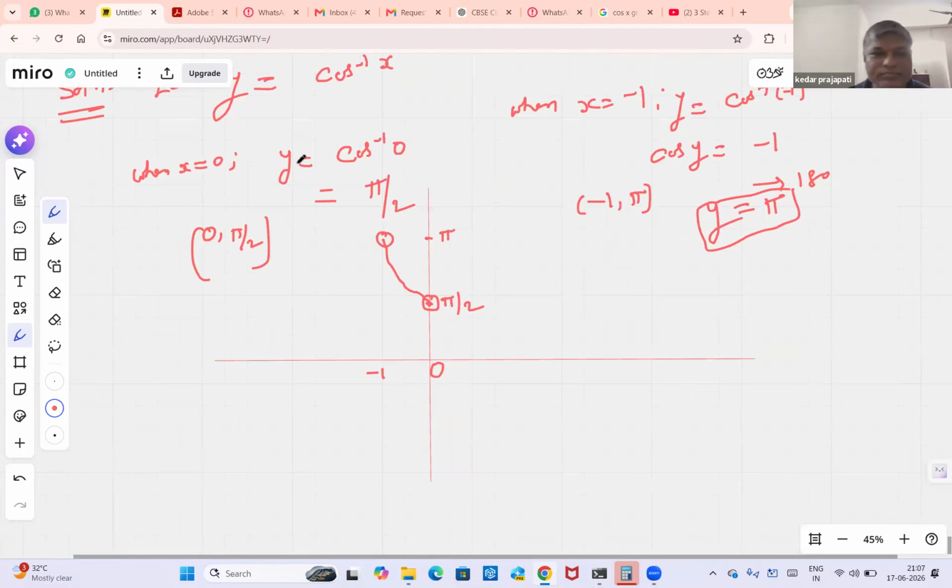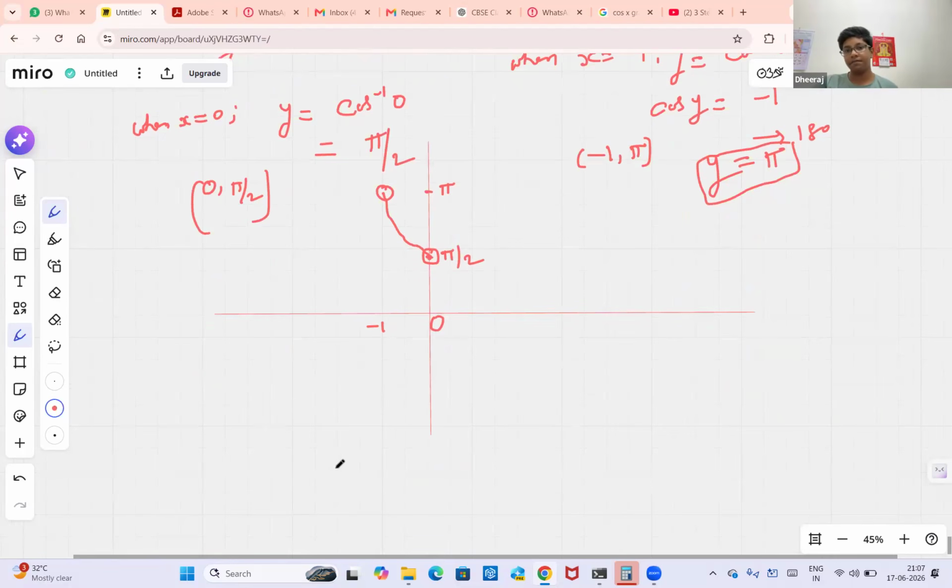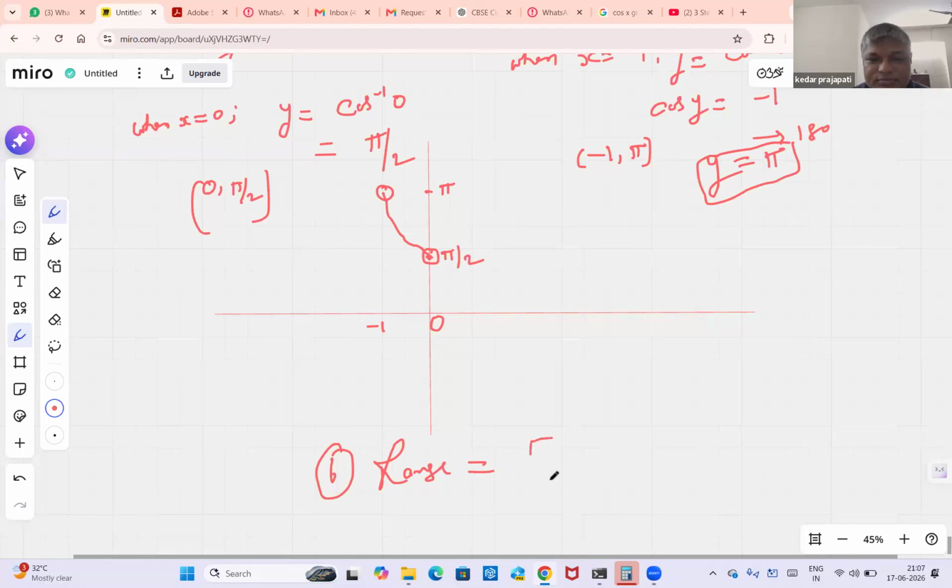Now it is also telling us to write its range. What will be its range? I told you x is the domain and the range is y. Always write the small value first. The graph goes from pi by 2 to pi. So the range is pi by 2 to pi. So 3 marks are confirmed here. This is a 3-mark question.